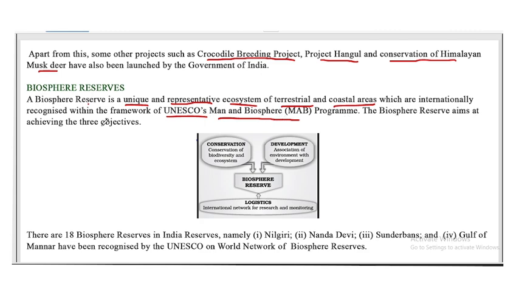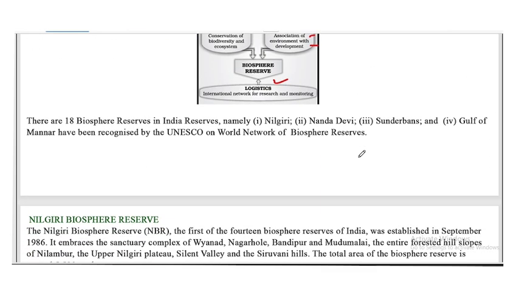The biosphere reserves aim at achieving 3 objectives. First one, conservation, development and logistics. Okay, so these are the 3 aims. Conservation means conservation of biodiversity and the ecosystem. Development means association of the environment with development. Then logistics, an international network for research and monitoring. Okay, so these are the 3 objectives of biosphere reserves.